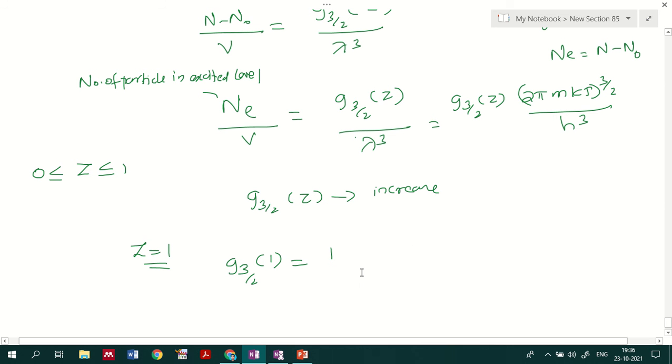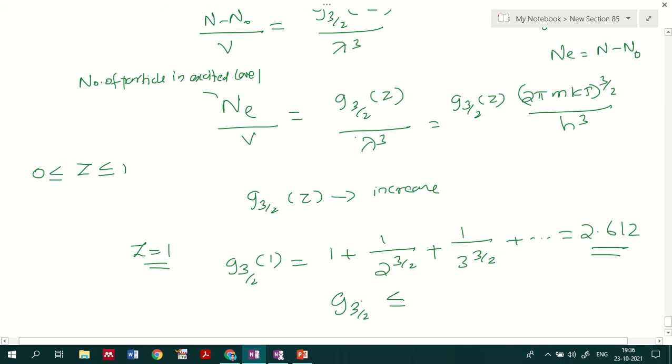If I substitute and expand the series expansion of g3 by 2, that will be 1 plus 1 by 2 raised to 3 by 2 plus 1 by 3 raised to 3 by 2, etc. This value is approximately 2.612. So g3 by 2 at this condition, for maximum occupancy cases, can go up to a maximum of 2.612.